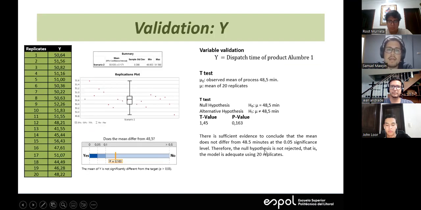By that, we have to validate this Y, and we make a t-test with a null hypothesis defining that the mean is 48.5 and the alternative hypothesis saying that the mean isn't 48.5. With a p-value of 1.45, there is no sufficient evidence to conclude that the mean differs from 48.5 minutes at the significance level of 0.05. So we do not reject the null hypothesis, and the model is going to be adequate using 20 replicates.